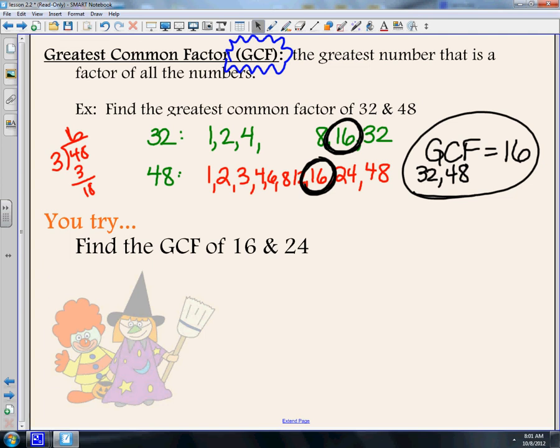So try this one on your own. Find the GCF of 16 and 24. Try this one and then hit pause and then we'll go over it.